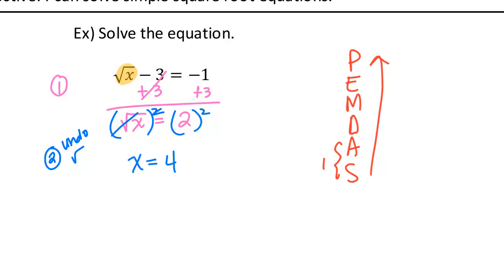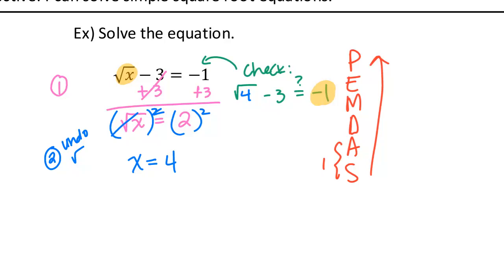So now that I have my solution, I have to go back and check it. So remember to check, we plug it into the original. My original equation is root x, but x we found it to be 4. So we plug in 4 minus 3. And we're checking to see if that equals negative 1. And as a reminder, we do not do anything to the negative 1. You leave it alone. We simplify the left side and see if it equals the right side.